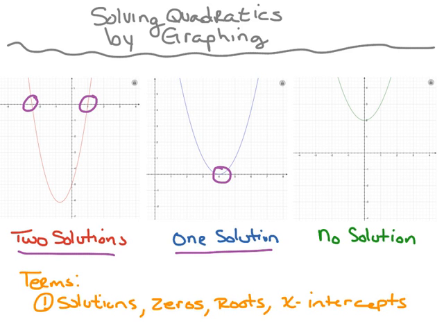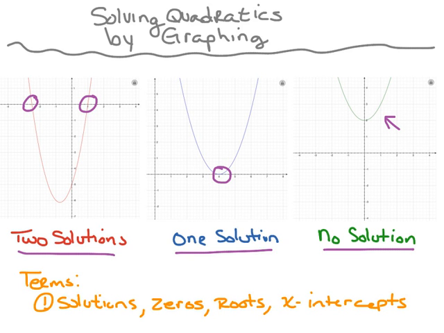Now a third possibility is that we could have no x-intercepts, as we do over here. Notice that this U-shape does not have any x-intercepts. Therefore, we have no real solutions. Now, we do have solutions that we'll talk about later on, but at this point, there's no real solutions.